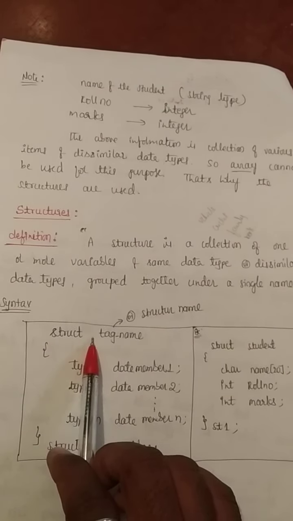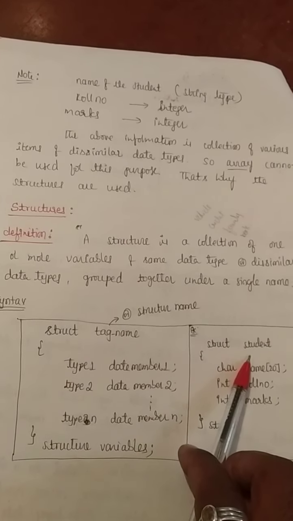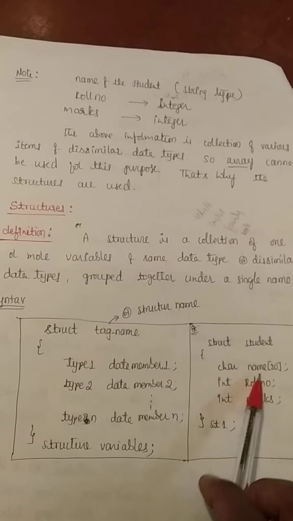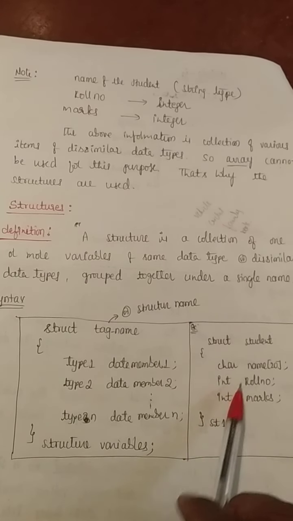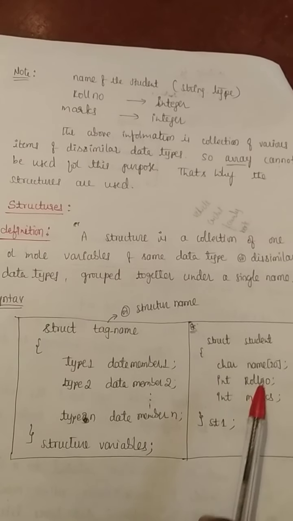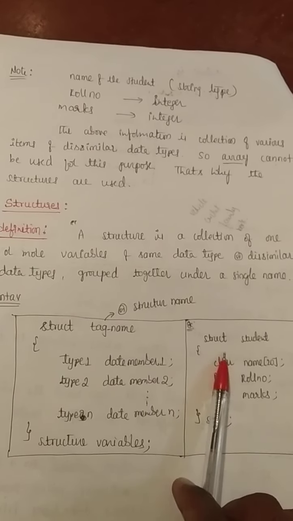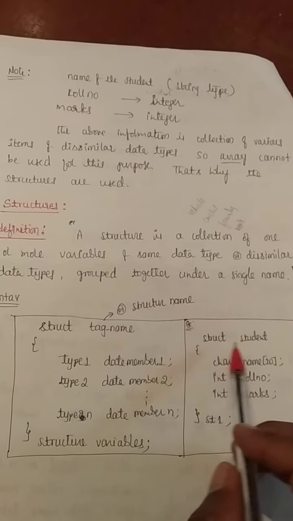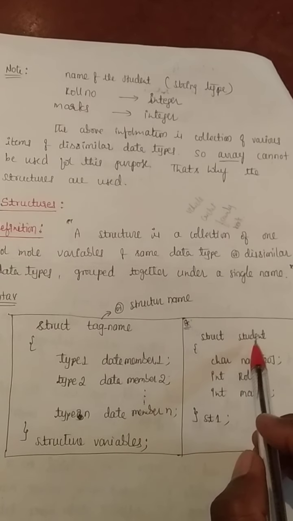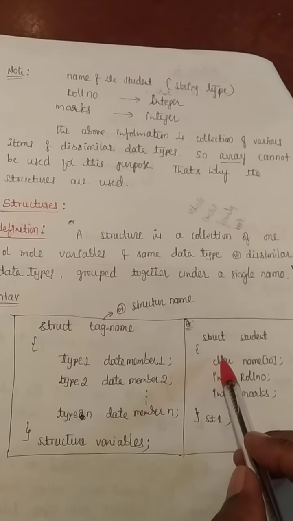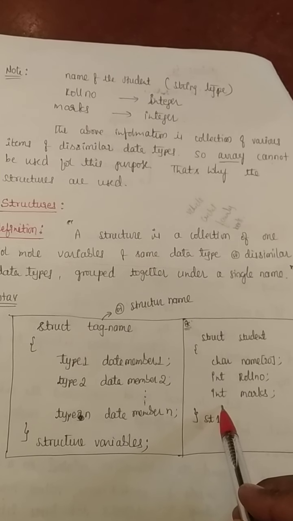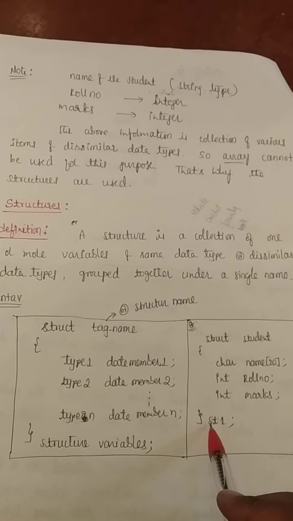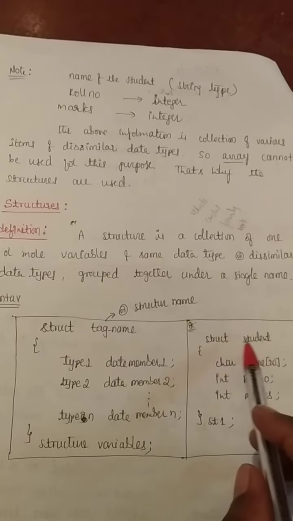Now observe this example. See, struct student, one set of flower braces. In between that you can use integer data type, character data type, float data type, double data type. All these you can use under one name called student. Struct is the keyword, followed by the structure name called student. Under the flower braces you can have n number of data members and it ends with a semicolon. Before the semicolon you can have the structure variable's name. See, this is the example.